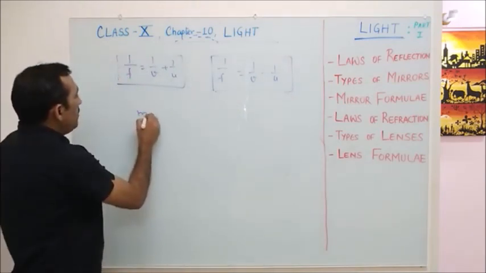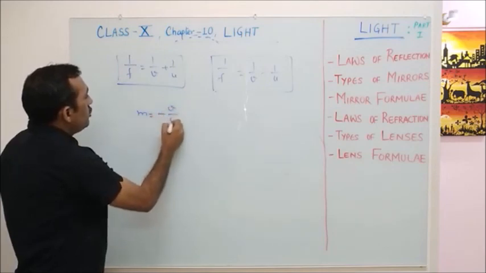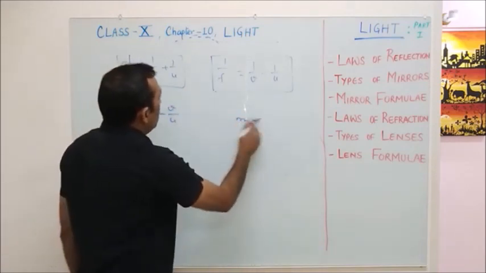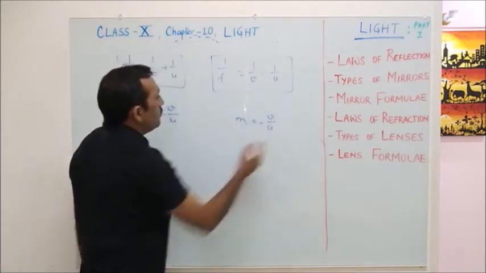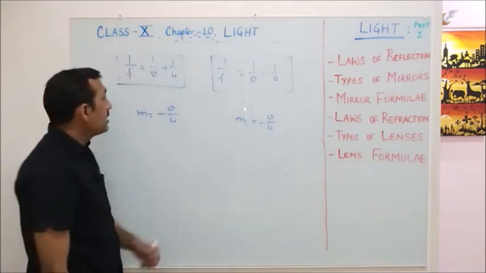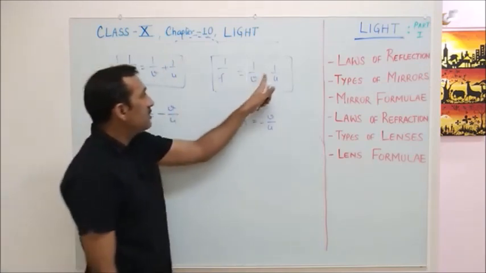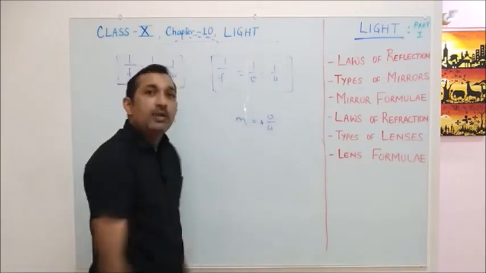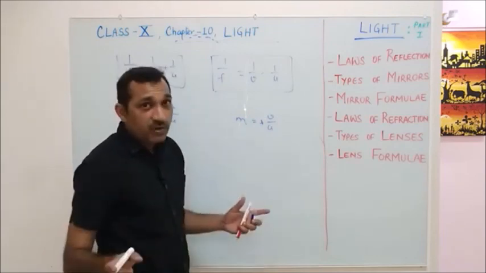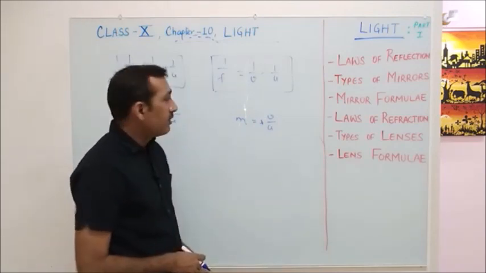Now, m equal to minus v by u or m equal to v by u, which one is correct? As I said, they cannot be of the same sign. If one is plus, the other is minus. If one is minus, the other has to be plus. So this is an easy way to remember this, right?